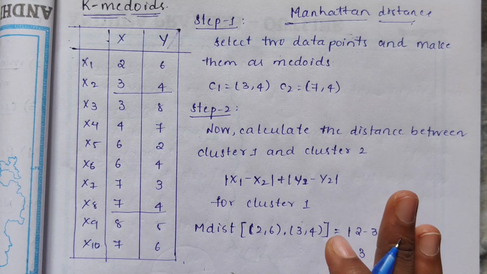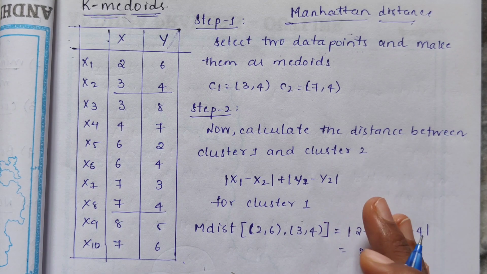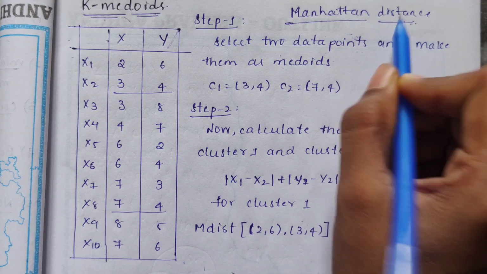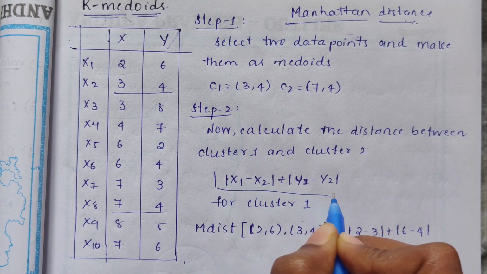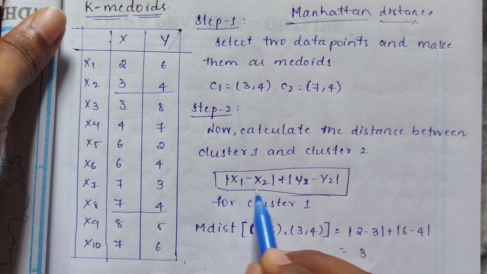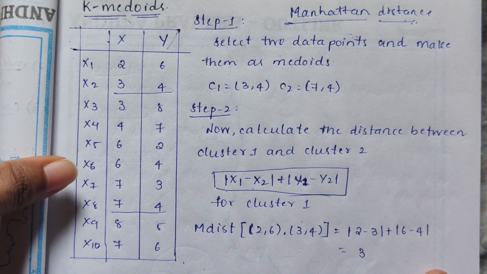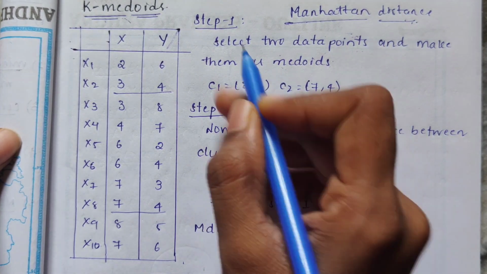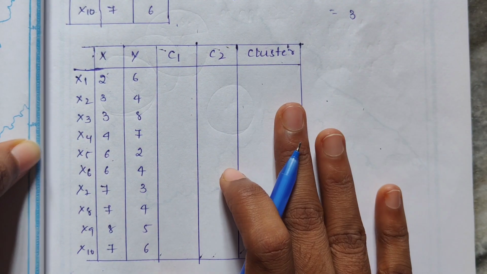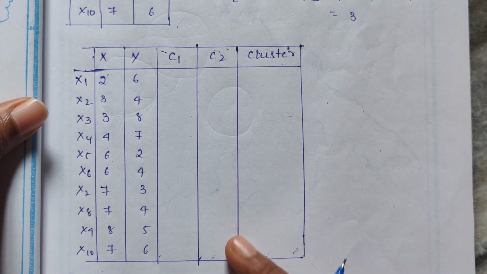Clear? In step 2 we will be calculating the distance between cluster 1 and cluster 2 for each data point. The distance formula we use is the Manhattan distance formula, that is nothing but this formula: mod of x1 minus x2 plus mod of y1 minus y2. Understand? First we need to find the distance from cluster 1 to all data points, and note down the values in a new table. This is the table. Here we write the values of cluster 1 and here the values of cluster 2.